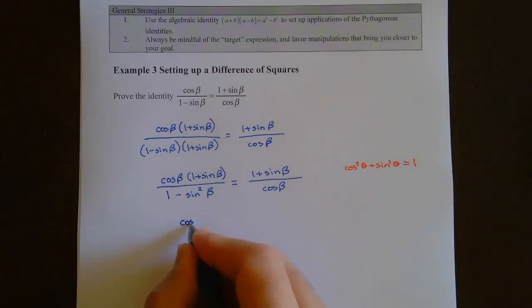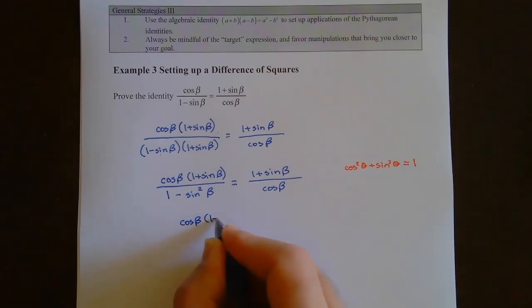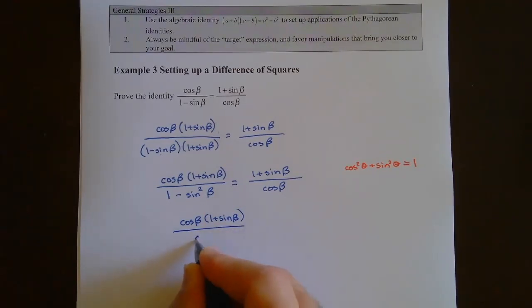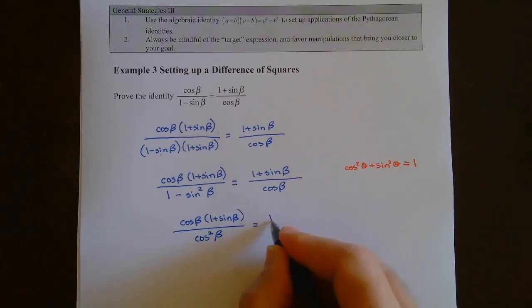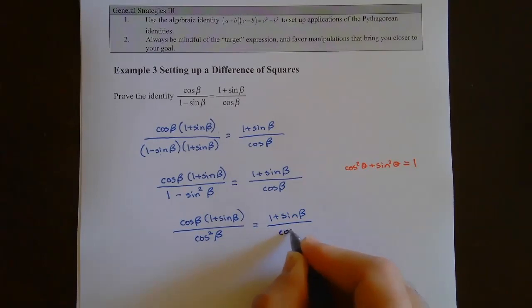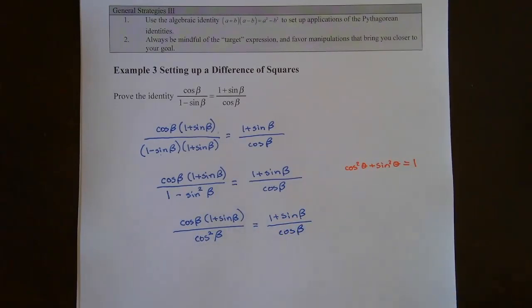So cosine of beta times 1 plus sine beta over cosine squared beta is equal to 1 plus sine beta over cosine beta. You should know, hey, I'm starting to get there. It's starting to peel away and reveal itself. Why am I saying that? Because we need a cosine beta in the denominator. Guess what? We just got it.